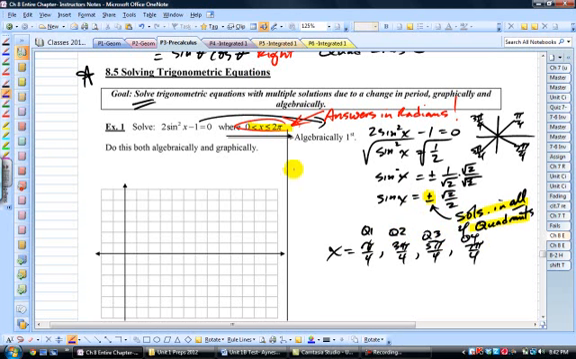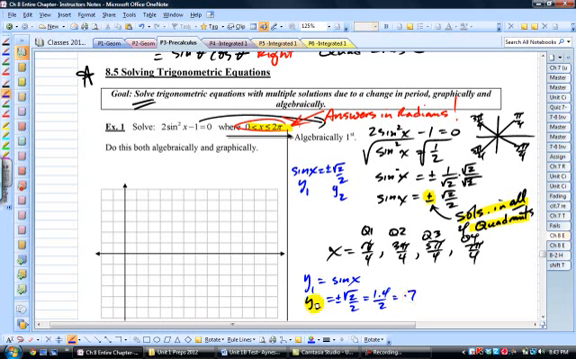Let me rewrite it again over here. Sine x is equal to plus or minus root 2 over 2, and let's call this y1 and this y2. So my first equation is y1 equals sine x. My second equation is plus or minus root 2 over 2, which is about 1.4 divided by 2, or about 0.7, plus or minus, that is.